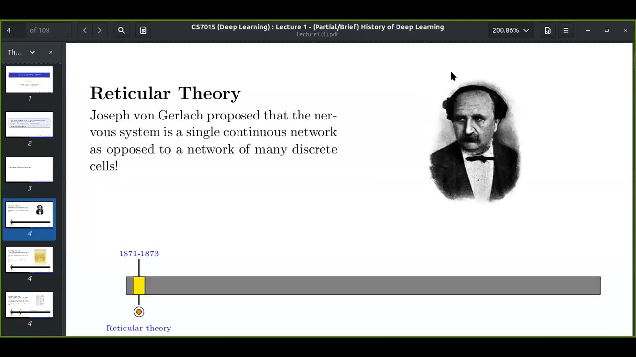For biological neurons, the research started with the reticular theory back in 1871. The scientist Joseph von Gerlach proposed that the nervous system in the human body is a continuous network, as opposed to what we know today. Back in 1871, he said that our nervous system is basically a single entity rather than discrete cells.